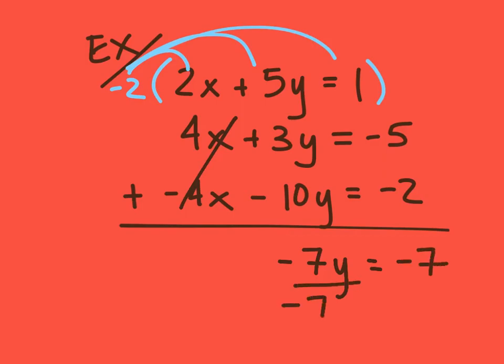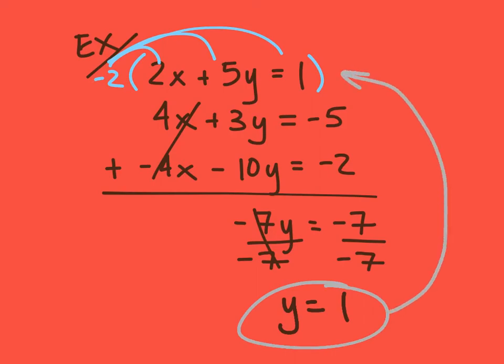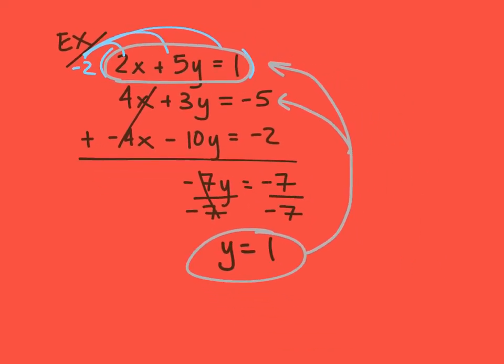If I divide both sides by negative 7, I can solve this equation for y, and I get that y is going to equal 1. So that's the value I found for y. Now, I want to take this value and plug it into one of these other equations to solve for x. It doesn't matter which one, but I'm going to choose the one up here because this one has the smallest numbers, and I prefer to work with smaller numbers. That's just a personal preference. I'm going to plug in 1 for y. So I rewrite my equation, 2x plus 5, and instead of writing y, I write what y is equal to, which is 1. So 5 times 1, and that's equal to 1.